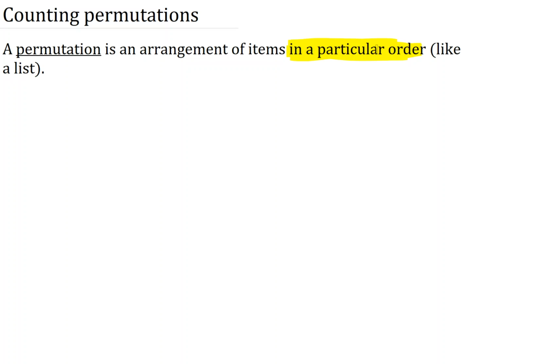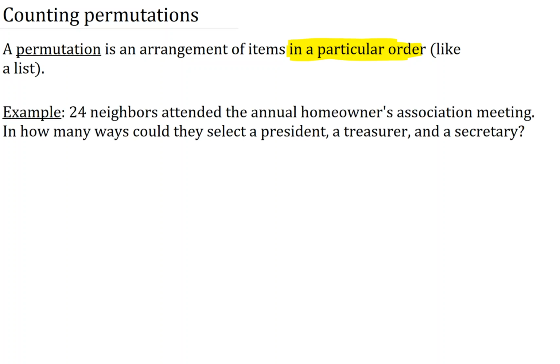Okay, so let's look at another example. So here's an example where we're actually going to count. Okay, so there's a homeowners association meeting and 24 total neighbors attended. In how many ways could they select a president, a treasurer, and a secretary?